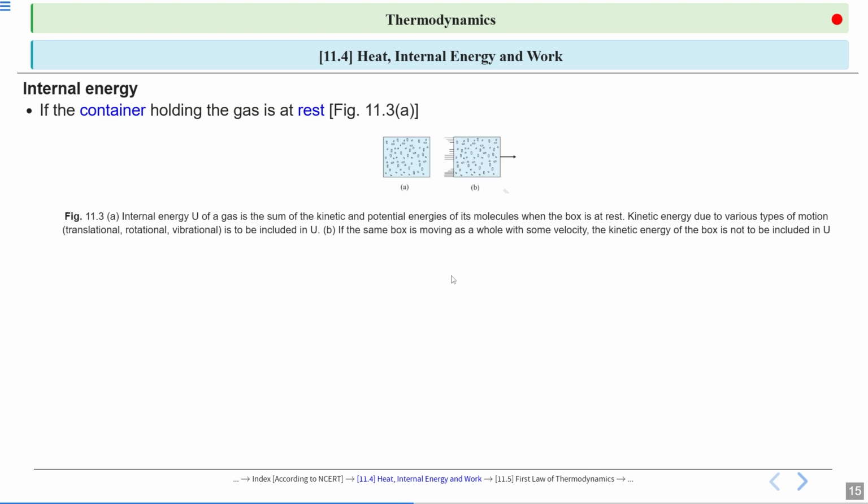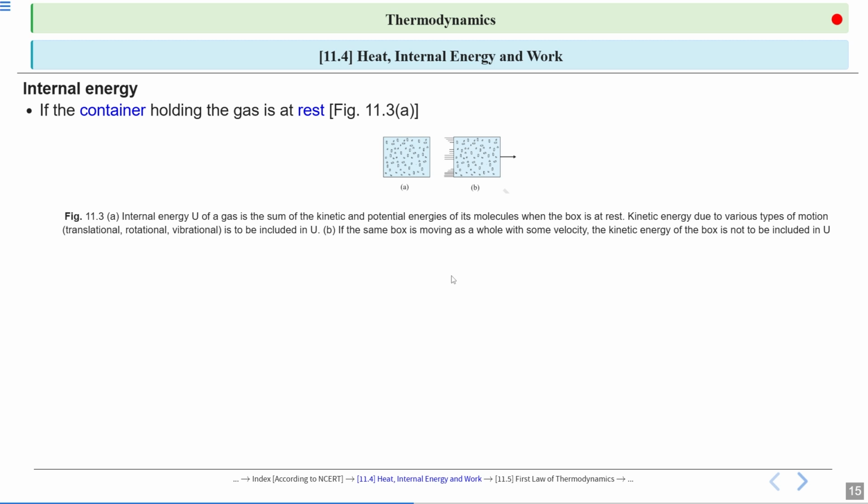Now suppose we have a container. In that container, there are gas molecules, gas particles, and they are at rest. If they are at rest, their velocity should be 0. Yes or no? So V equal to 0.